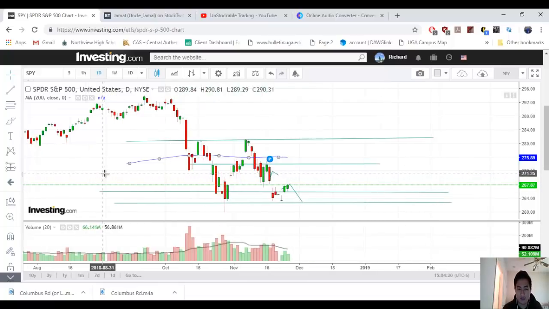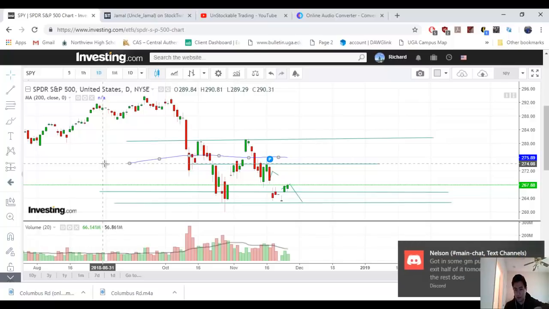And how do you find resistance and support? So a resistance is when the chart, the lines, fails to break the top and it gets rejected.